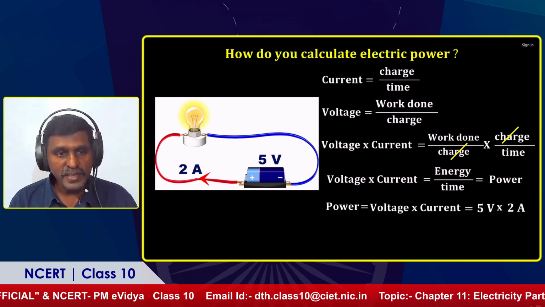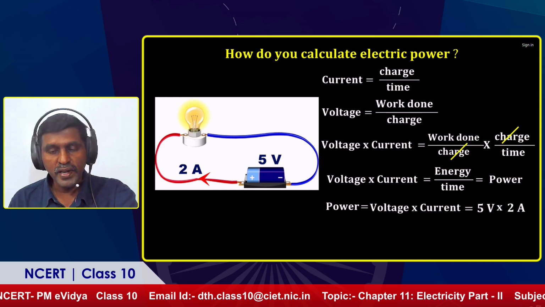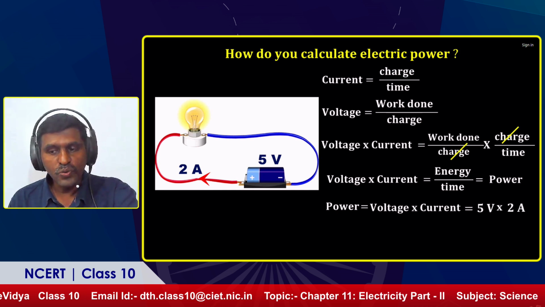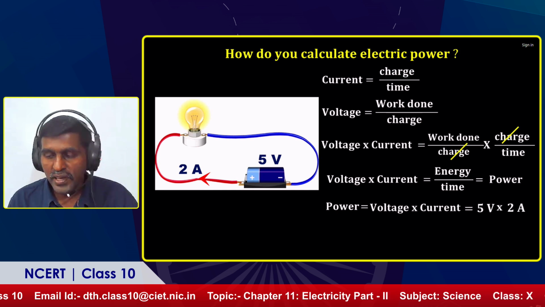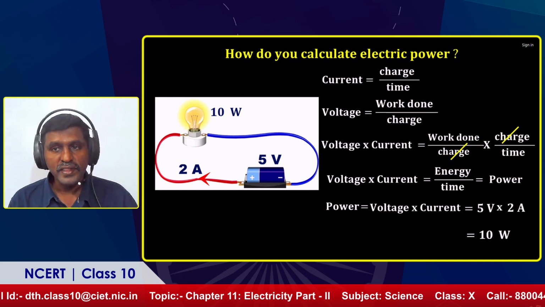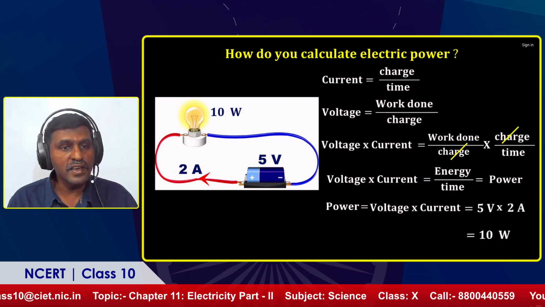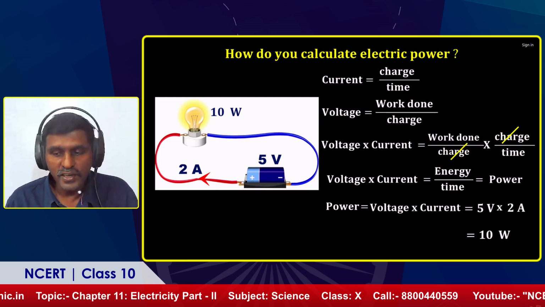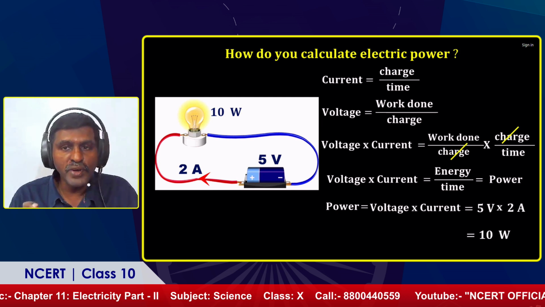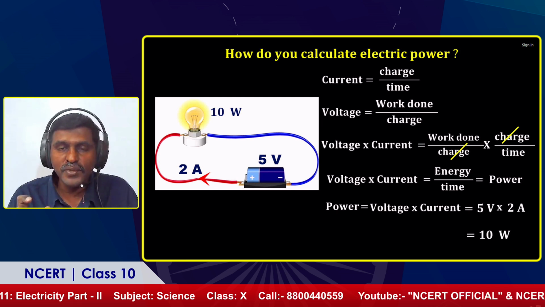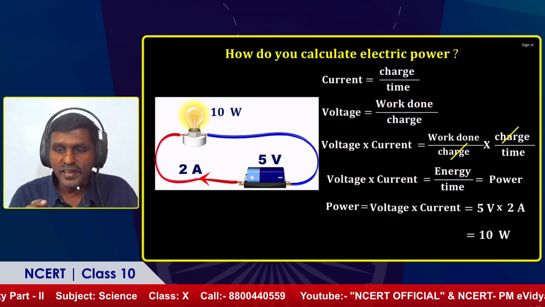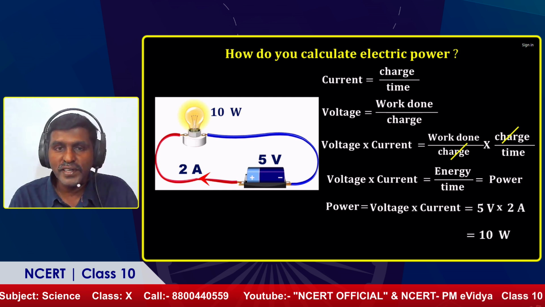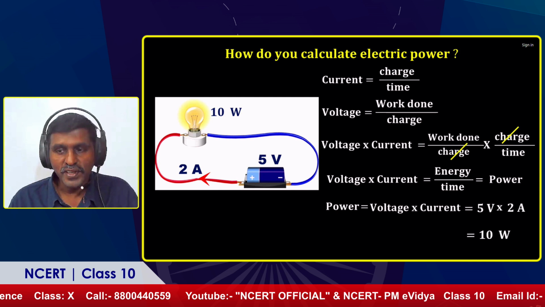Power is equal to voltage into current. Here 5 volt and 2 ampere current is there, therefore 5 into 2, that is 10 watts. That is why they have given that the bulb has 10 watts power. If a bulb provides some 100 watts, that means the product of voltage and current is 100 watts.